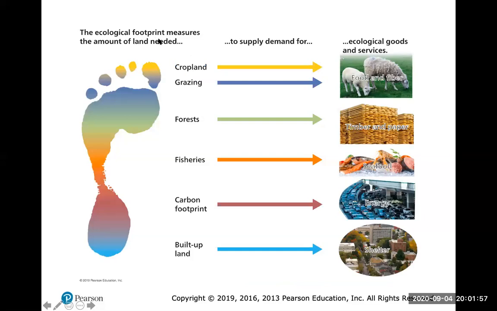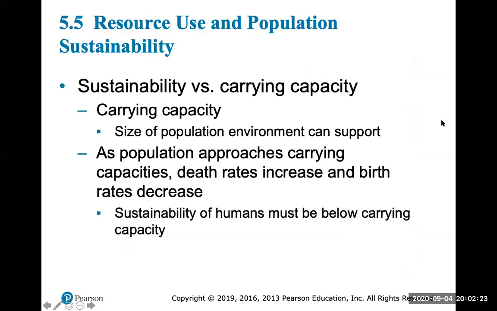Here's the ecological footprint, which measures the amount of land needed to supply the demand for all the ecological services. So every country has an ecological footprint, and every country has a larger or a smaller ecological footprint. The US has a pretty big ecological footprint because we need a lot of land to supply demand for all of our ecological goods and services because we are such a consumeristic society.